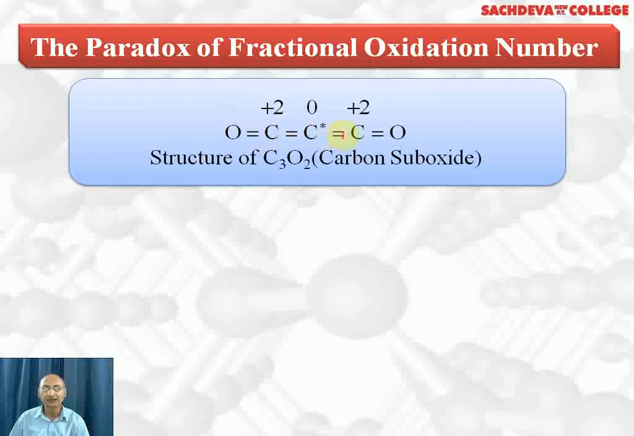Now there are a total of 3 carbons and the total oxidation number is 4. So the average oxidation number will come out to be 4 by 3. So whatever fractional oxidation number we get, that is the average oxidation number of that atom in that compound.